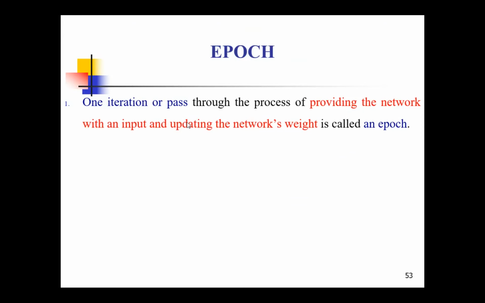Then what is meant by epoch? One iteration is called an epoch. In one iteration, the network is provided with an input and the network's weights are updated. So one iteration goes from input to output. I will be randomly selecting my input to weight. That is one iteration: providing the network with an input and updating the network's weights. If I want to change, then I have to go for the next iteration or next epoch.